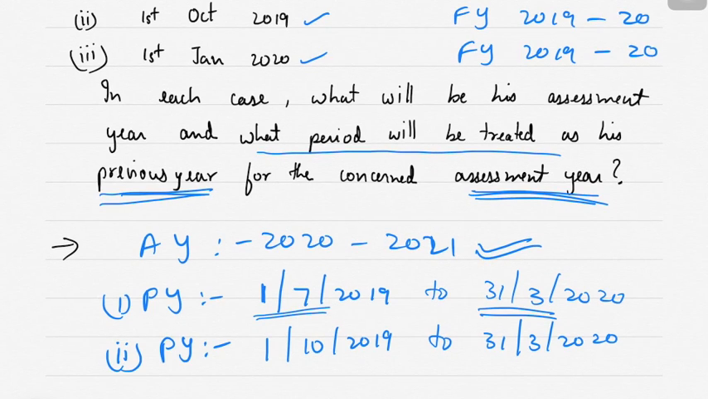Okay? So if it is second year of the business or third year of the business, then it will start from 1st April. If it is first year of the business, then the year will start on the day the business starts. And in the third case, the period of previous year will be from 1st January 2020 to 31st March 2020. Okay?